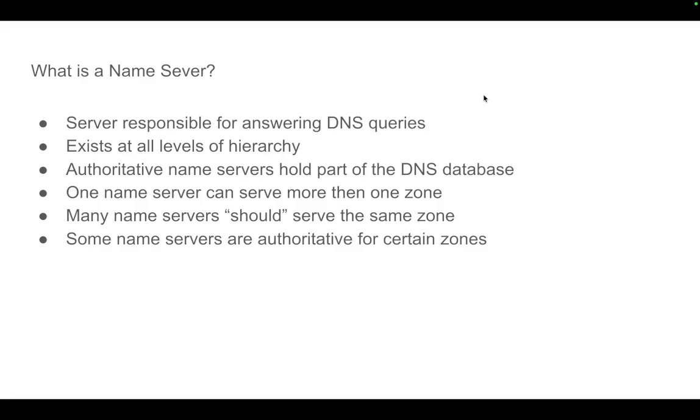What is a name server? A server responsible for answering DNS queries exists at all levels of the hierarchy. An authoritative name server holds part of the DNS database. One name server can serve more than one zone. Many servers should serve the same zone. Some name servers are authoritative for certain zones.